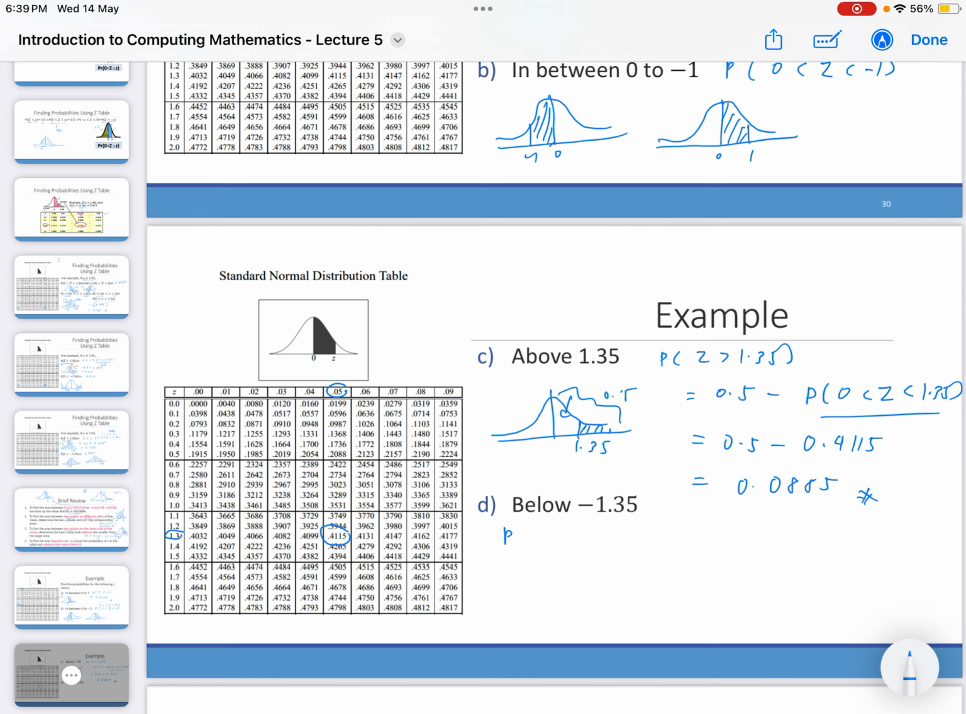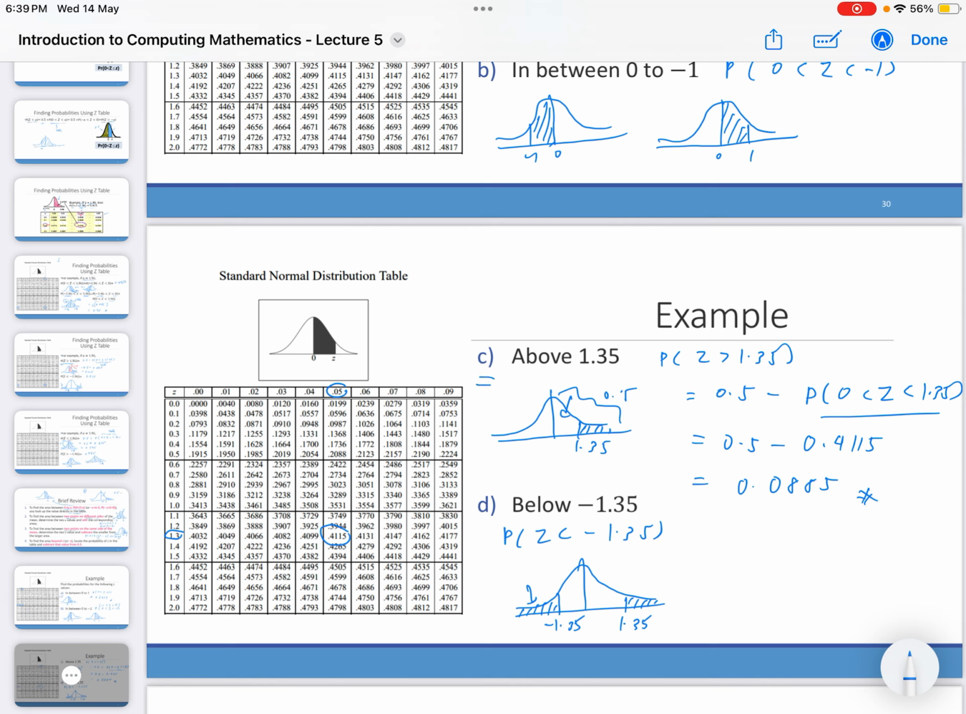Okay, now this one is probability of Z below, which is less than -1.35. Okay, this one is -1.35. So we want to find this probability, and then we can reflect to the positive side, which is this probability. And this one is the same as C.